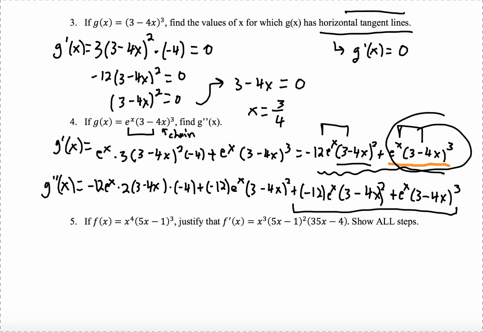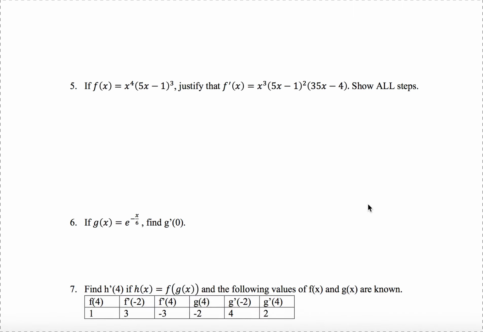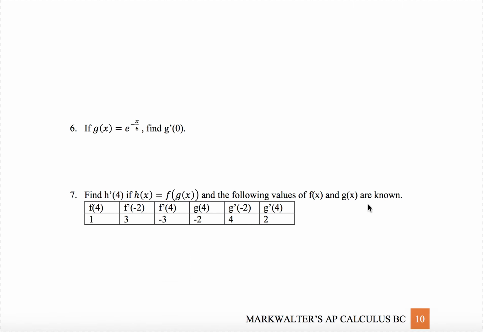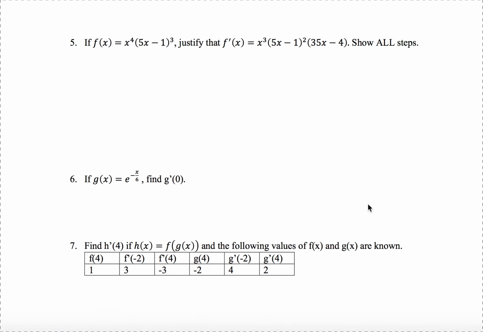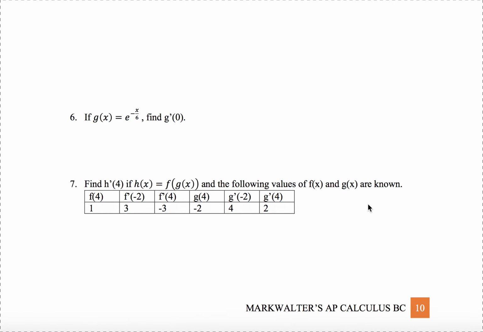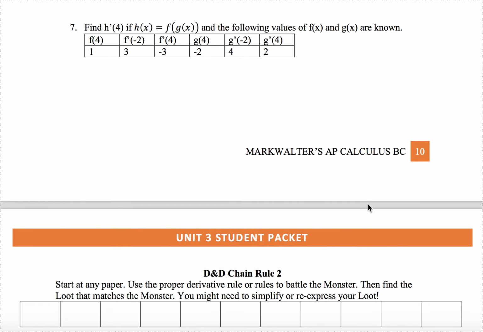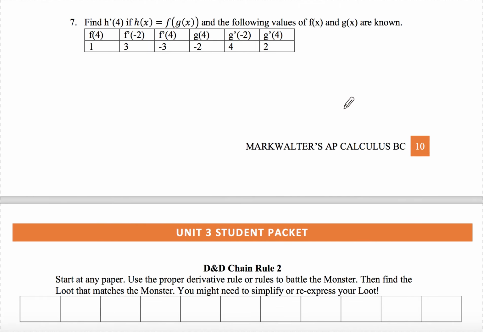All right, let's take a look at one more. Actually, I want to leave 5 and 6. Those are good ones. I would like you to try, if you have time, good practice. I'll look at 7 real quick and then let you know what your final assignment is. We want to find h prime of 4, given that h of x is defined as f of g of x, and given the following values of f of x and g of x.